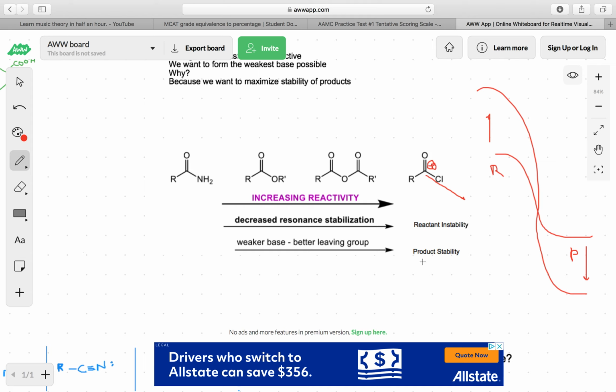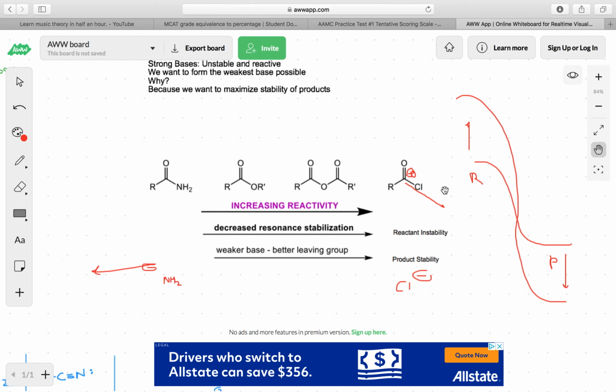Now if we look at our products, we know we want to push down the products in terms of energy. We want to make it more stable. And the way we do that is we look at the leaving group that we kick off. We know chloride, Cl minus, is a very stable base, and that'll allow this product to be pushed down. Whereas if we form NH2 minus, that'll be very bad. It's too reactive, and it's going to go the other way. So those are the factors going into carboxylic acid derivative stability and reaction rates.